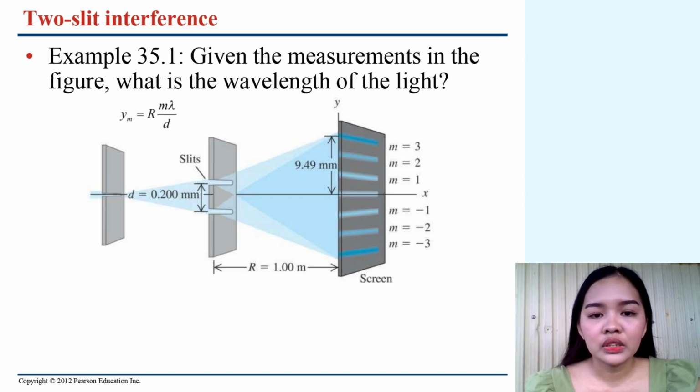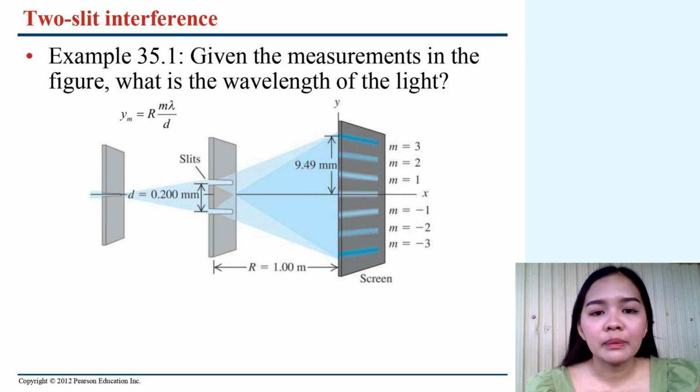So let's work together through this example 35.1. We have a given slit separation, d equals 0.25 millimeter, or 0.25 times 10 to the negative 3 meter. Next is the distance to the screen, r equals 1.2 meter. And lastly, the distance from the center to the third bright fringe is y sub 3 equals 9.0 millimeter, which is 9.0 times 10 to the power of negative 3 meter.